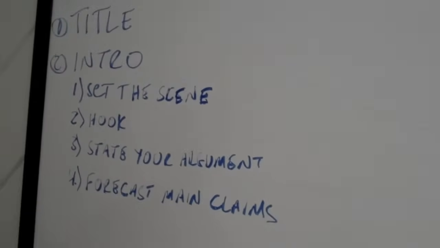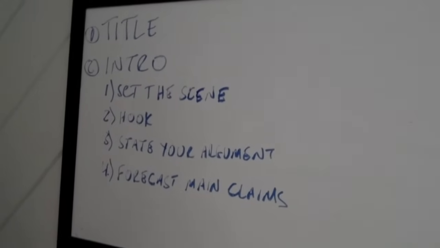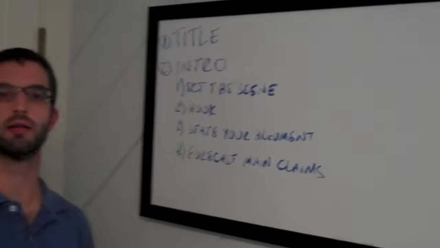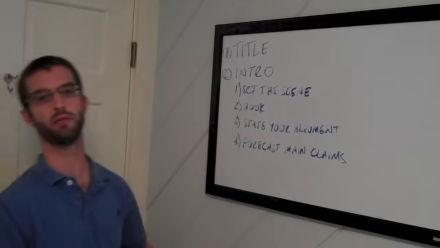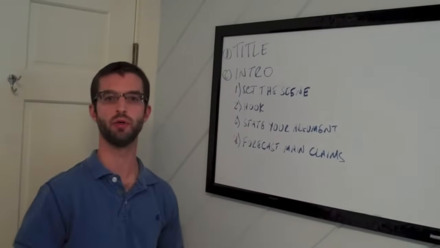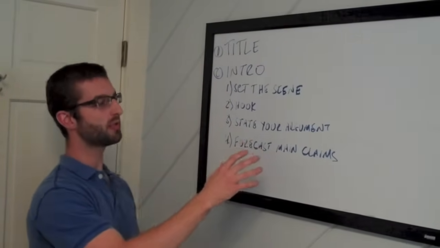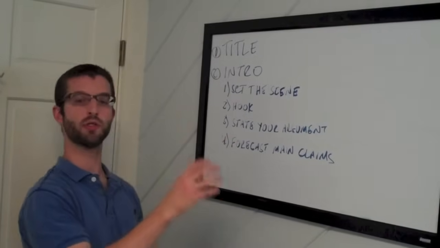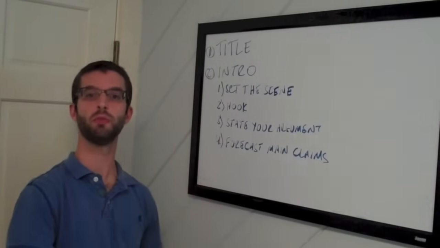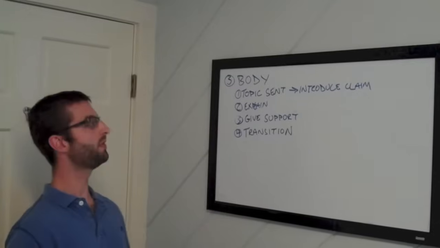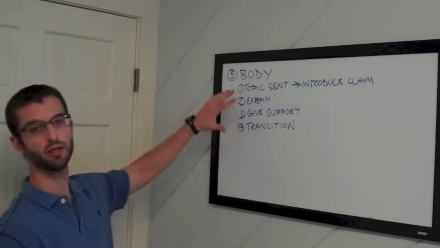Every paper that you write is going to have maybe anywhere between 3 and 5, depending on the length of the paper, main claims to really back up your argument. So forecast what those are going to be. And remember, you want this to be pretty concise and to the point. Any good paper is going to start strong and finish strong because people remember the first thing and the last thing that they see. So after your introduction, you're going to transition into your body paragraphs.